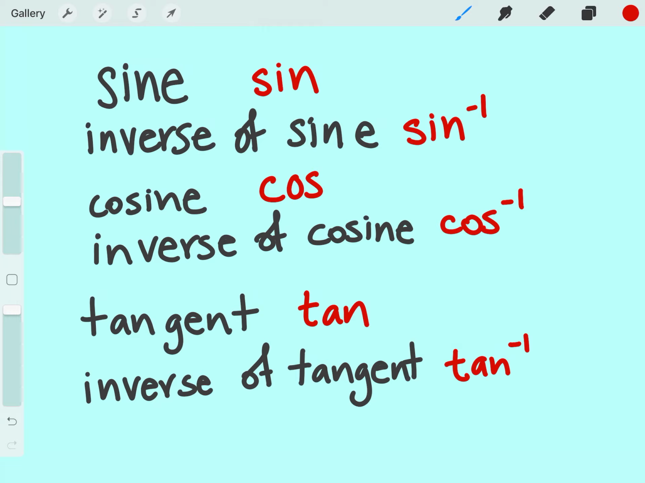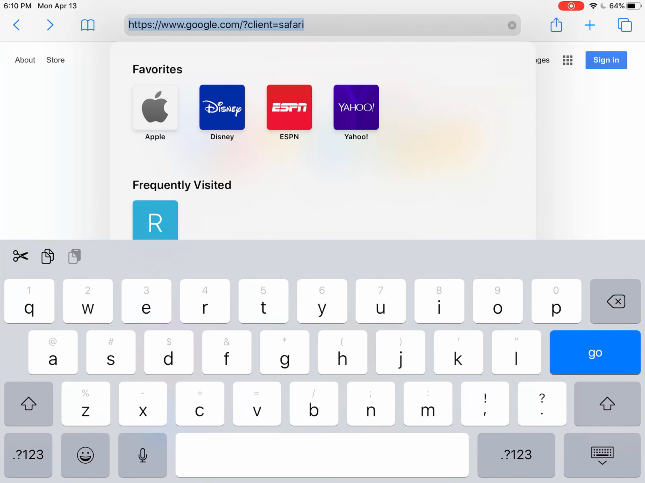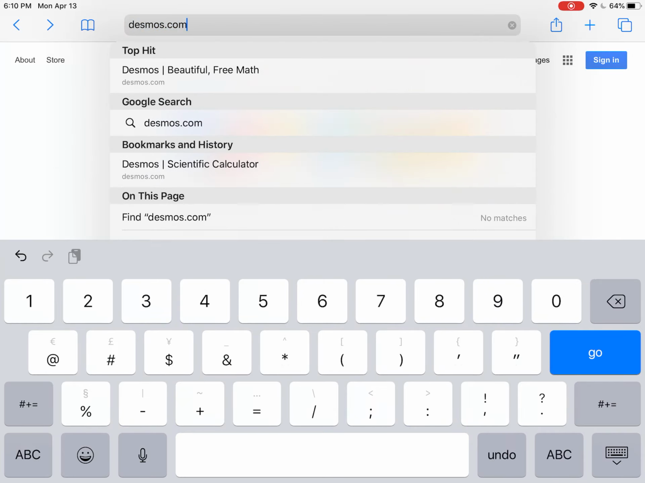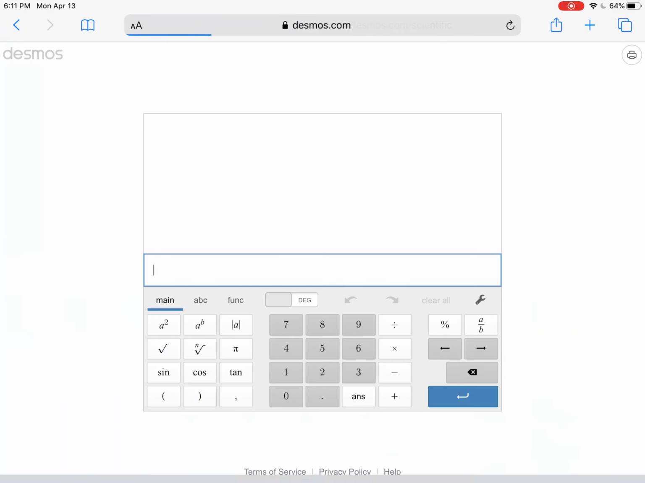So I'm going to have you open up a second tab, and we're going to go to the website desmos.com/scientific. Once you press go, you'll be brought to this website. We've used Desmos in the past, but this is just their basic scientific calculator. And if you look, you'll see sine is right there, that sine shortcut, the cosine shortcut, and the tangent shortcut. So let's go on a little tour of this calculator.